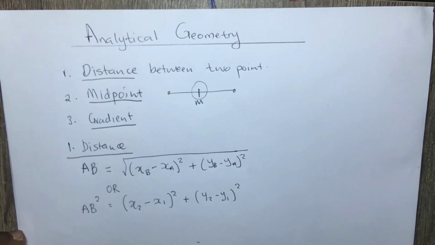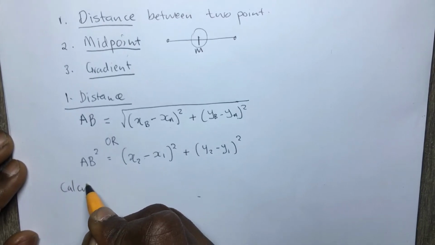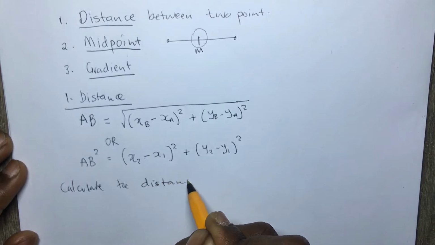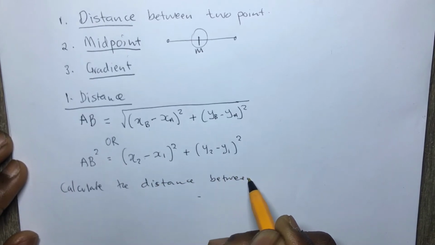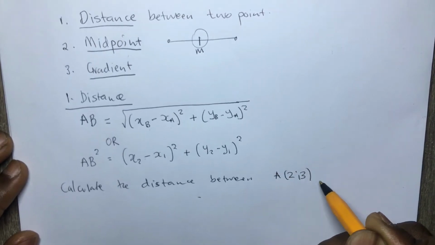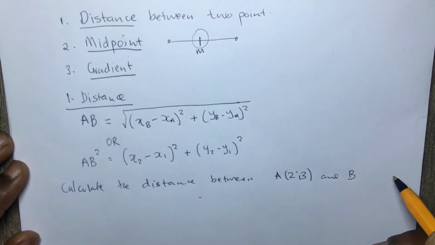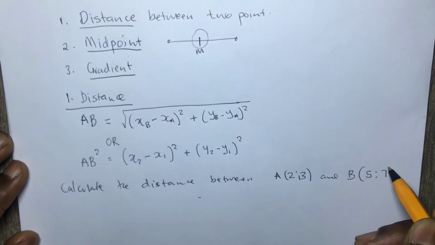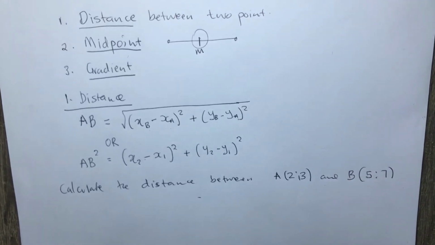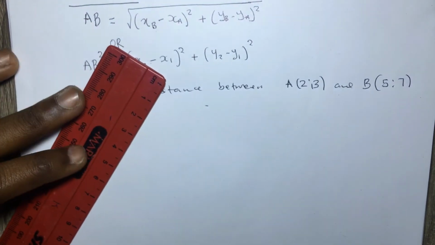So here's a question, very basic. It will say: calculate the distance between 2 points. Let's say point A on the Cartesian plane is (2, 3), and B is given as (5, 7). So obviously you need to know how to plot this. We're calculating the distance. Let me draw it.